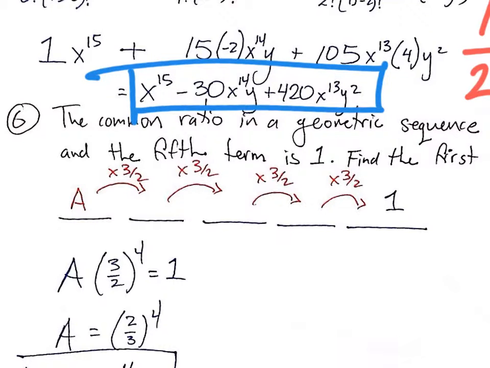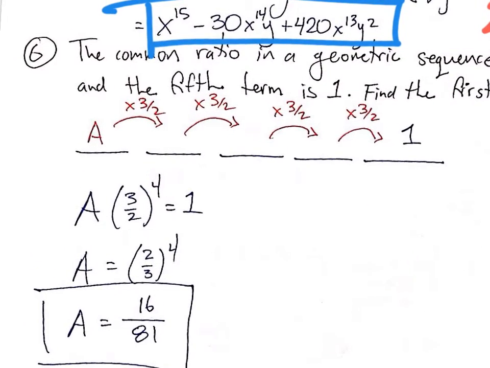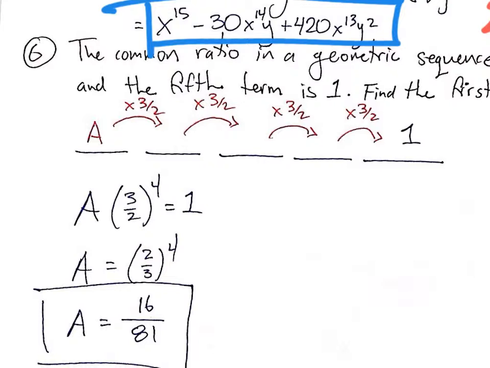Okay, so a times 3 halves, our common ratio, to the fourth, equals 1. That's this times this times this times this times this in equation form. Solving for a, we'd get 2/3 to the fourth. So that would be 16/81. Alright, that's only our first term.